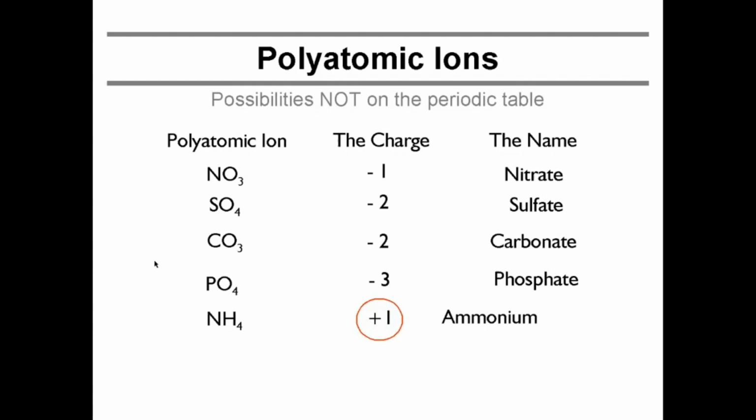So it does happen in nature, NO3 and NH4, more with organic type compounds, and these are often in inorganic compounds like minerals or ions that wander around in water. Okay, so that is our one positive polyatomic ion, kind of not fitting quite into the system.